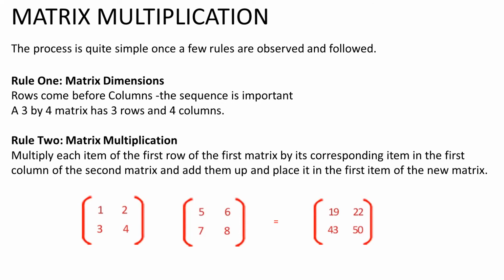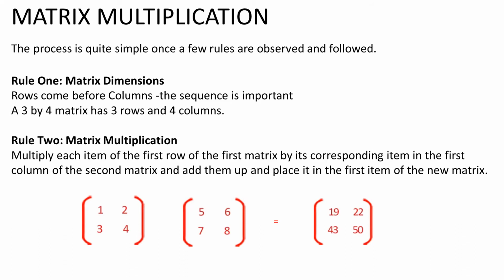There are 2 rules you need to know. Rows come before columns. So if I said to you, it's a 3 by 4 matrix, that means it has 3 rows and 4 columns. I can remember it because my name's Darcy, D-A-R-C-Y, so the R comes before the C. That's how I remembered anyway.